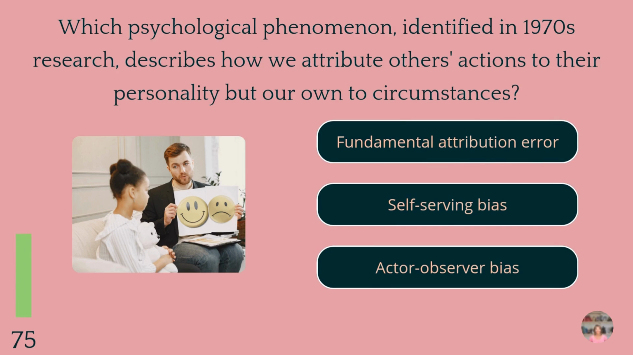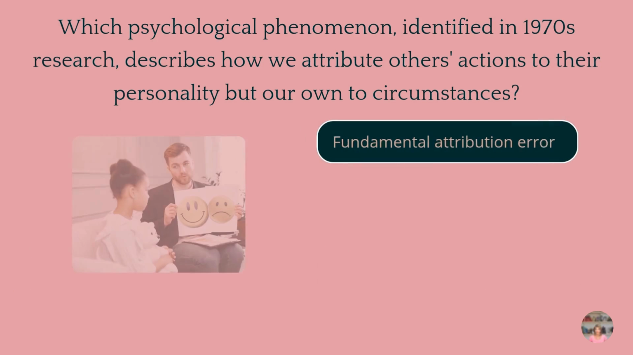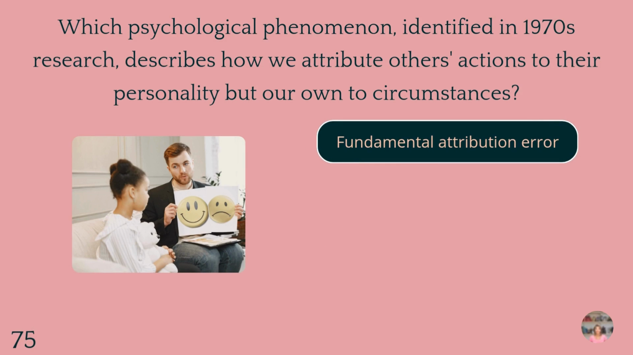Which psychological phenomenon identified in 1970s research describes how we attribute others' actions to their personality, but our own to circumstances? Fundamental attribution error, self-serving bias, or actor-observer bias? Fundamental attribution error.